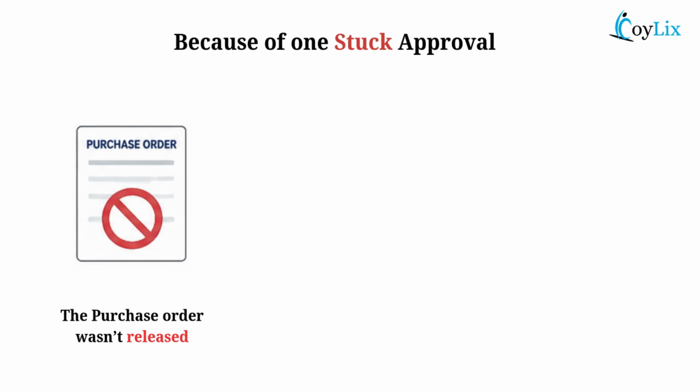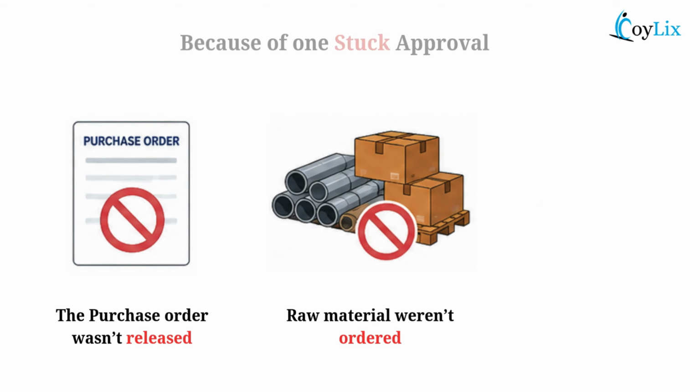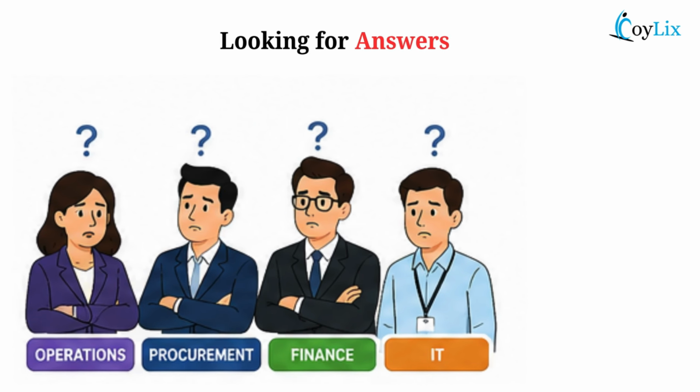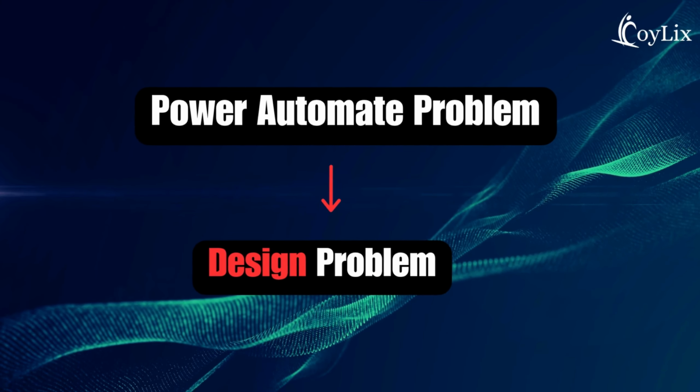Because of one stuck approval, the purchase order was not released, raw materials were not ordered, production stopped, and now operations, procurement, finance, and IT all are looking for answers. This is not a Power Automate problem, it's a design problem.